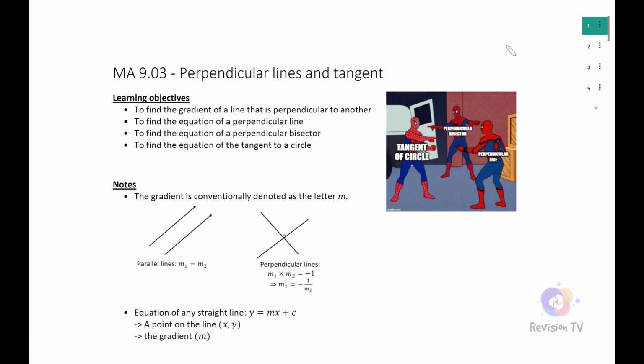So let's go. First of all, we are going to learn to find the gradient of a line that is perpendicular to another. You should have learned this before, but it's a bit of a recap. And then we're going to learn how to find the equation of a perpendicular line, a perpendicular bisector, and a tangent to a circle. These three are quite similar to each other, as they are all perpendicular lines.